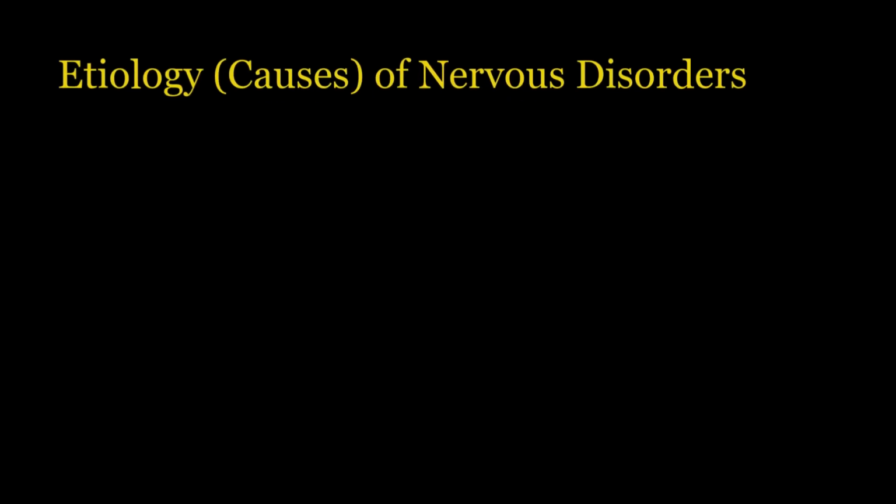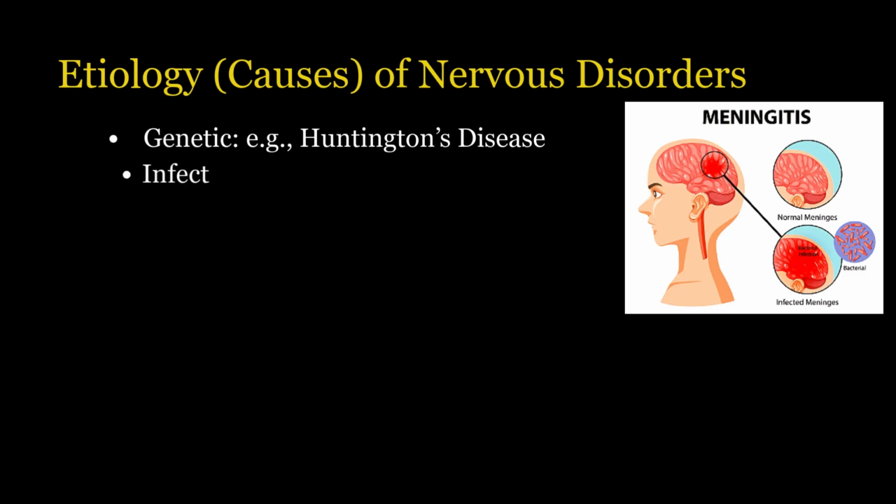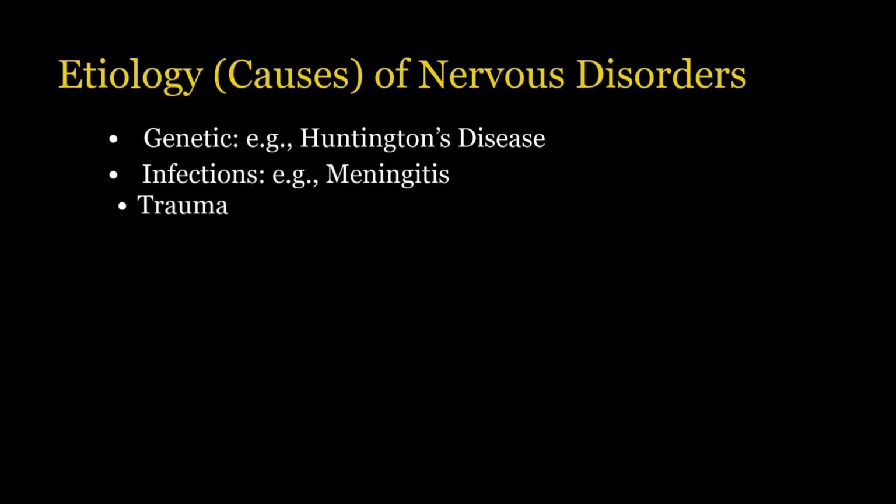Nervous disorders can arise from a variety of causes, often classified into several categories. Genetic factors, such as those in Huntington's disease, play a key role in some disorders. Infections like meningitis can directly affect the nervous system. Trauma, including spinal cord injuries, may also result in neurological impairment.